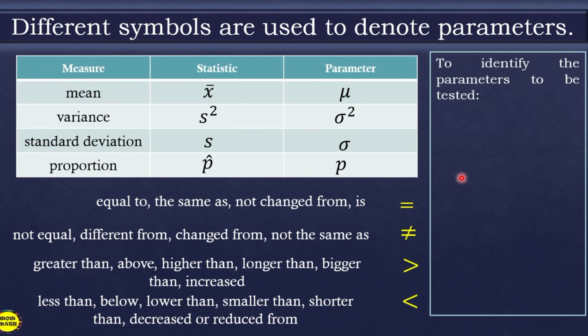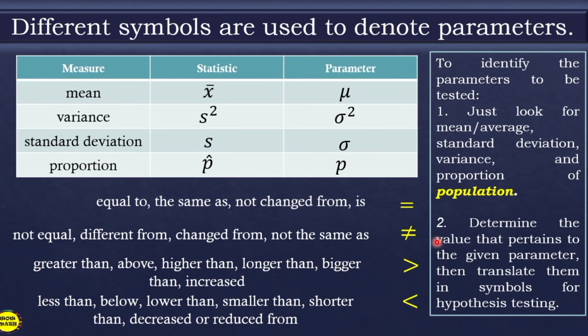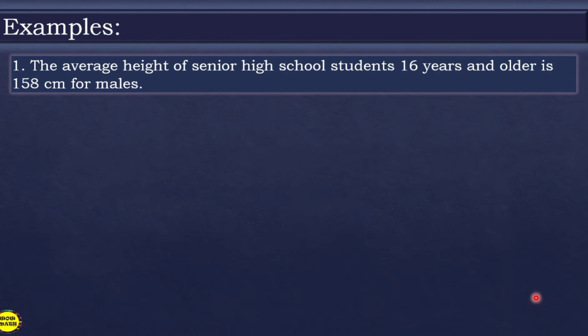And to identify the parameters to be tested, first, just look for the mean or average. Okay, so mamaya pag nabasa natin sa problem or in a certain situation, yung average and standard deviation, so yung ibig sabihin yun ang gagamitin natin, no? To identify our parameters. And proportion of a population. Number 2, determine the value that pertains to the given parameter, then translate them in symbols for hypothesis testing.